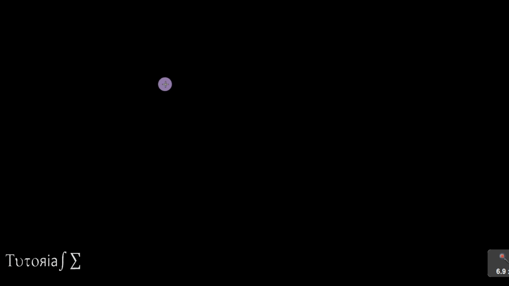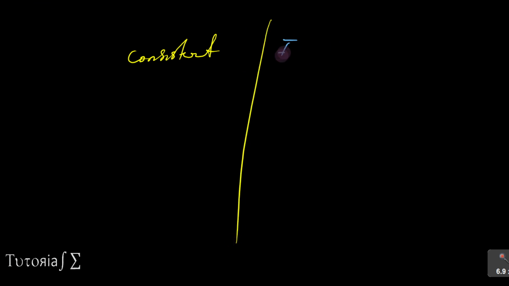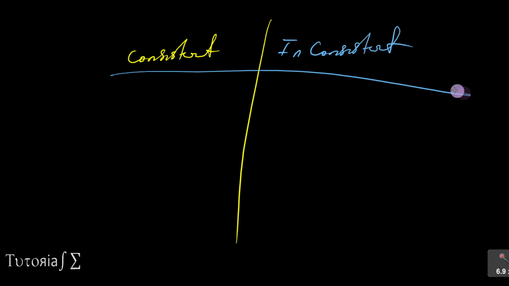Now, in today's lesson, we continue with systems of equations. Basically, we are going to look at when we say a system of equations is consistent, and when do we say a system of equations is inconsistent? By definition, consistency just means the system has a solution.